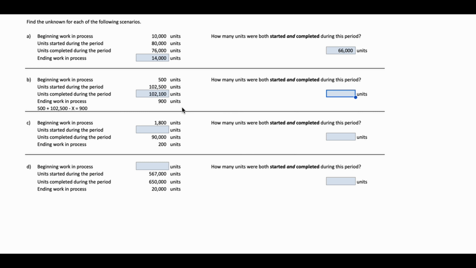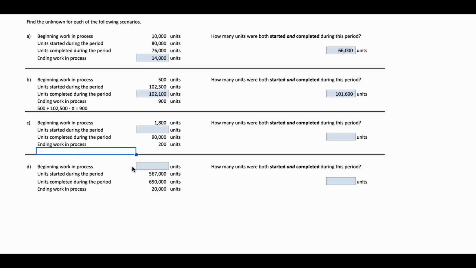I'm going to change it up on this one. So instead of using completed minus beginning inventory, I'm going to use the started minus ending inventory. In our case, our units started were 102,000 minus our ending inventory of 900. We end up with started and completed of 101,600 units. Moving on to the next one.